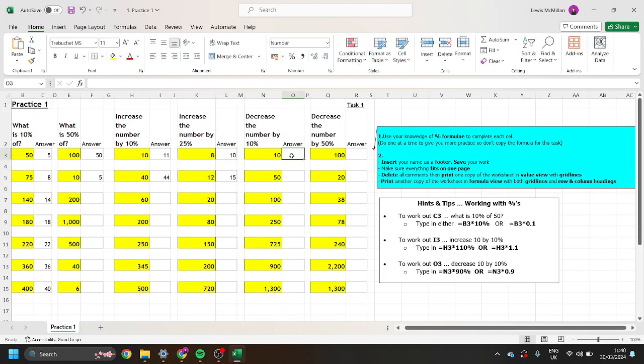When decreasing the number, the logic is no different. We treat 10 as 100% and take 10% away to get 90%. Same with 50, times by 90%. Remember, you should be doing this all the way down. When looking to decrease the number by 50%, we take our 100 and we take 50 away. 90, 80, 70, 60, 50. So we're just timesing it by 50%. Don't forget the percent sign. Make sure to copy that all the way down.